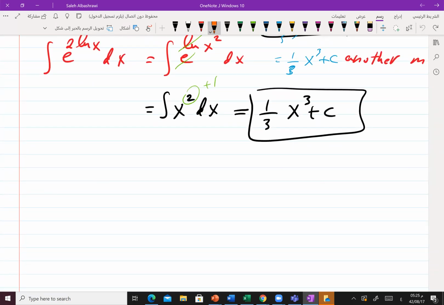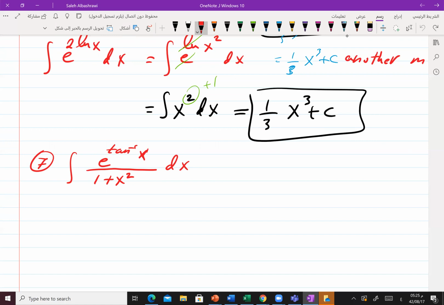One more, that will be number 7. Now what will be the integration of e to power tan inverse x divided by 1 plus x squared? It seems to be complicated in this form, but let's just try to use the u substitution technique to see whether it will be easier after the substitution or not.